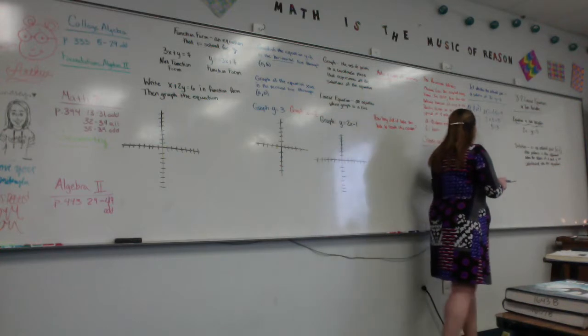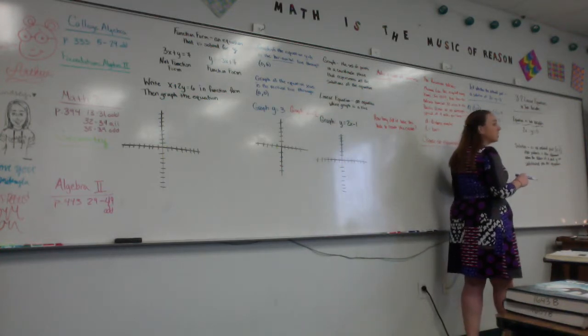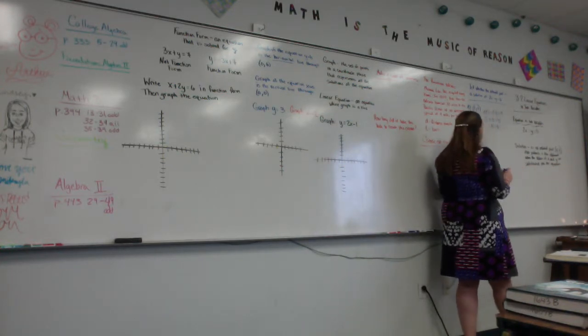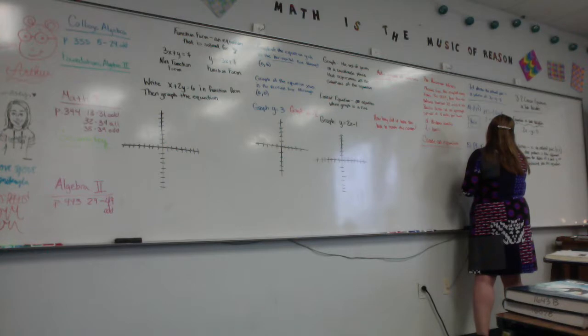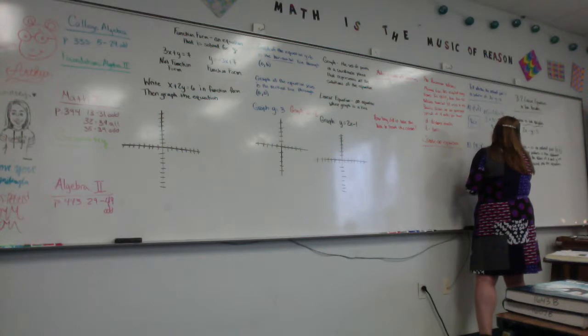Okay? Now, I want to know if 4, 7 is a solution point of 2x minus y equals 5. So I'm going to say 2 times 4, and then minus 7 equals 5. So what's 2 times 4? 8. And then I have 8 minus 7 equals 5. What's 8 minus 7? 1. Does 1 equal 5? No.